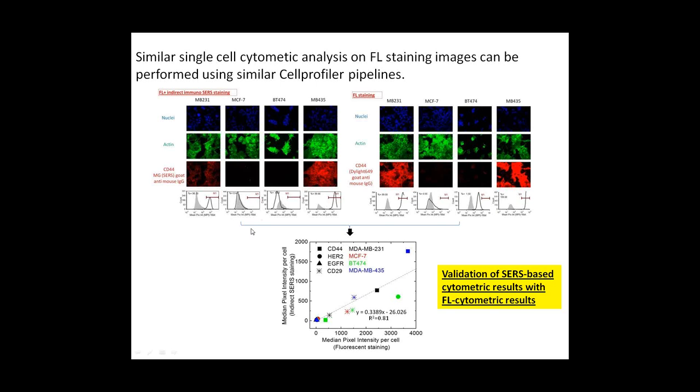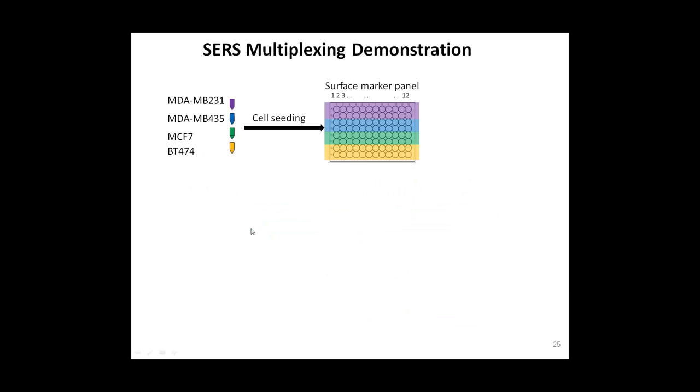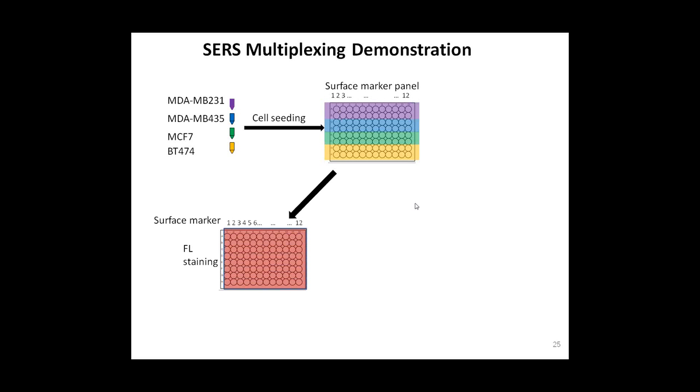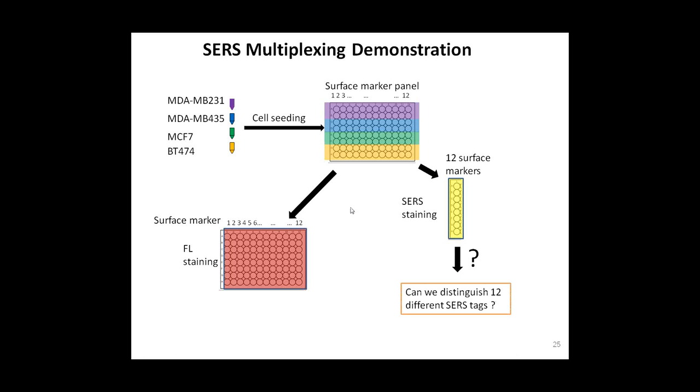So after the validation of our SERS staining, what we are interested in is multiplexing. So this is a traditional paradigm for surface marker staining. We have to stain the cells individually with 1 or 2 channels. So we can stain 12 channels in a 96 well plate for fluorescent staining. And for SERS staining, we want to do 12 surface marker staining in one cell type, instead of staining each individual cell one at a time. We want to stain them all together and see if we can distinguish the 12 different SERS tags.